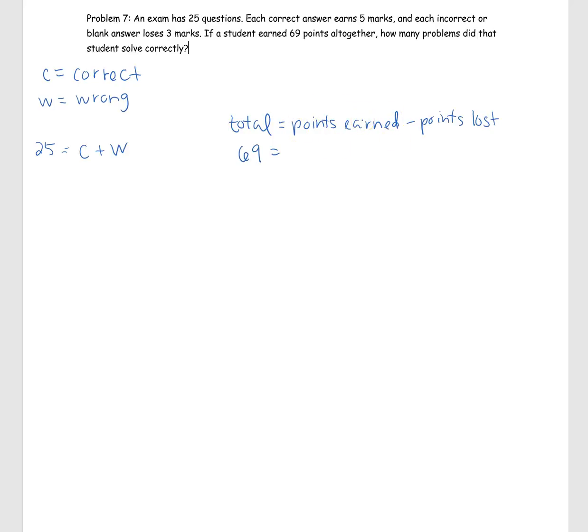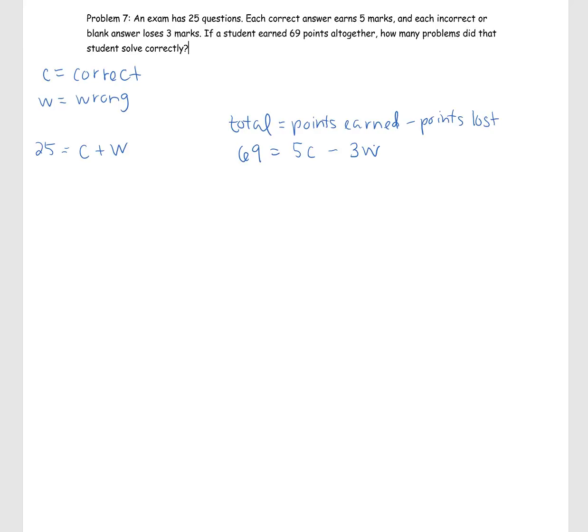We know that for every correct answer, the student gets 5 marks. So that's 5 times C, the number of correct answers the student got. And then we're subtracting the points lost, which is equal to 3 marks for every wrong answer. So that's 3 times every question the student got wrong or left blank. So this is another equation that we get from this problem.